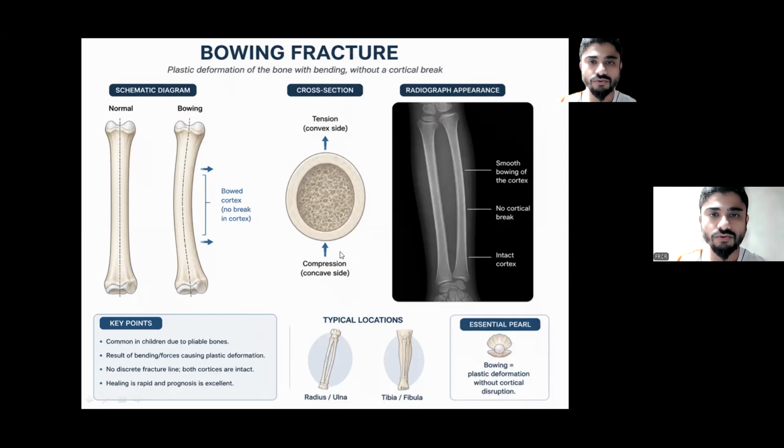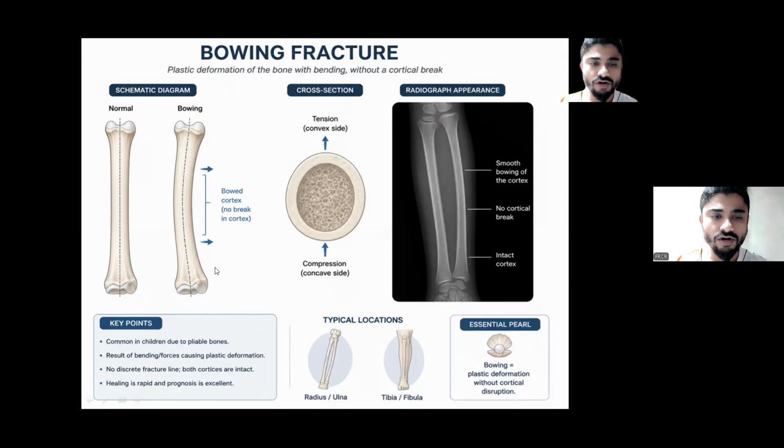So how will it appear on cross section? If you apply pressure, there will be tension on the convex side, and you will get this bowing deformity. This is how the radiographic appearance will look. You will see bowing along the lateral aspect. You won't see any cortical break. The cortex will be intact.